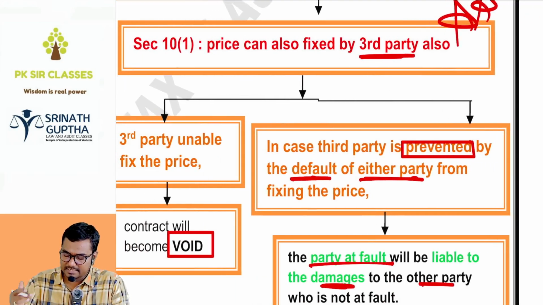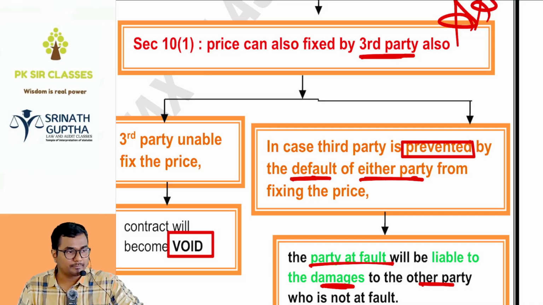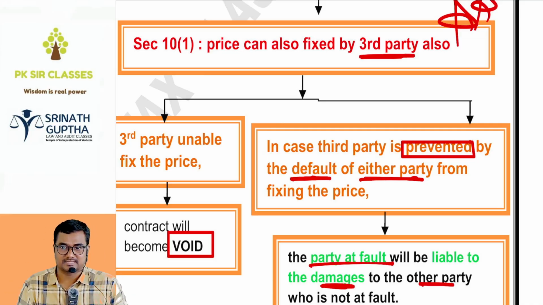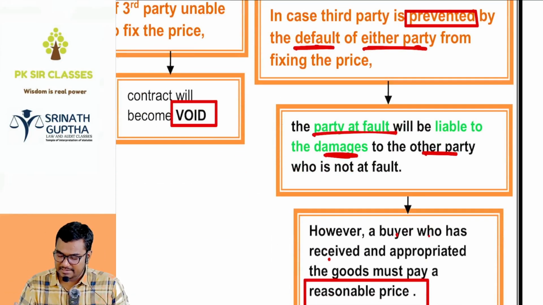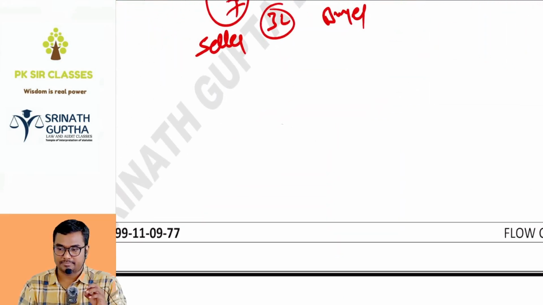If the third party is unable to fix the price due to fault of the seller or due to fault of the buyer, the aggrieved party can claim the damages from the other party, but we have to pay a reasonable price if he has already used the goods. Then this is all about the revision of chapter 1.